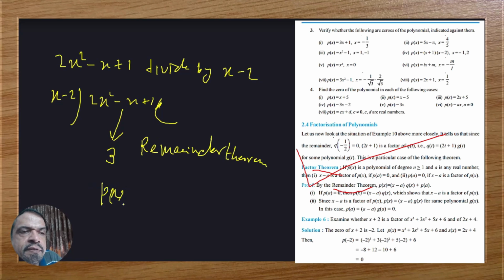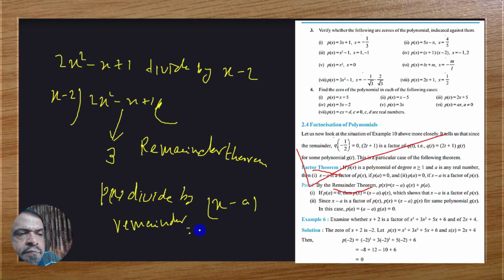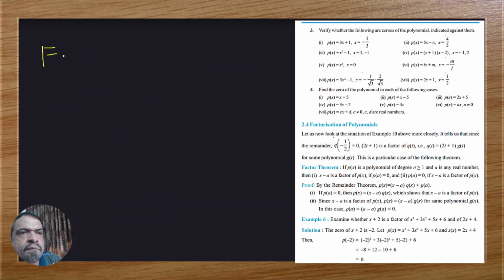P(x) is a polynomial divided by x minus a. Then the remainder is equal to P(a). Now what about the factor theorem? The same process will apply here, and if the remainder is 0, then this is called the factor theorem.